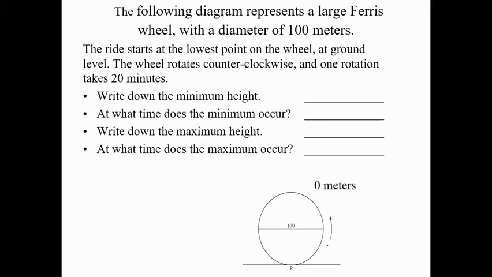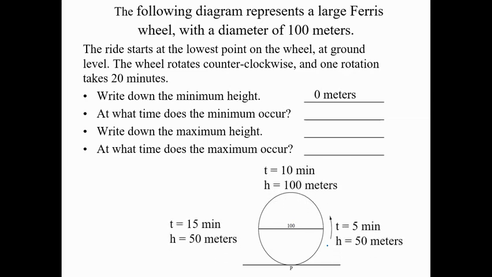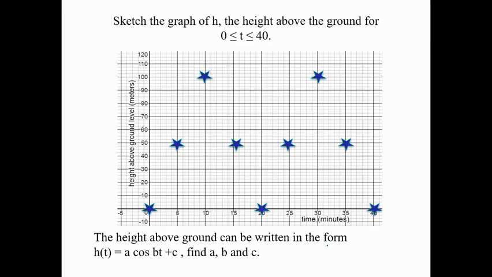So what was the minimum height? That's right, it was 0 meters. And at what time does the minimum occur? Okay, the minimum is going to occur at 0 and 20 minutes. And then what is our maximum height for this? The diameter was 100 meters, so that means our maximum is 100 meters. And at what time does the maximum occur? That's right, it occurs at 10 minutes. Then we can graph this out.